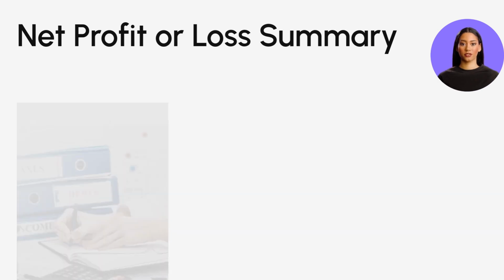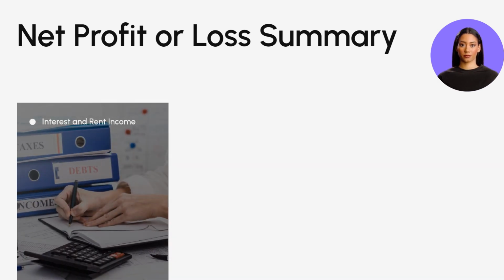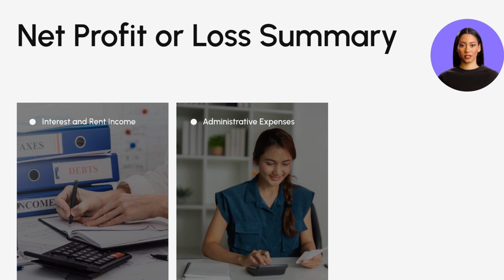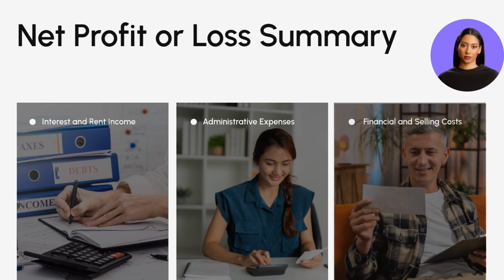This account provides a summary of all incomes and expenses not accounted for in the trading account, resulting in the net profit or loss for the period. Incomes might include interest received, rent from property, etc. Expenses typically include administrative expenses, financial costs like interest on loans, and selling and distribution expenses.